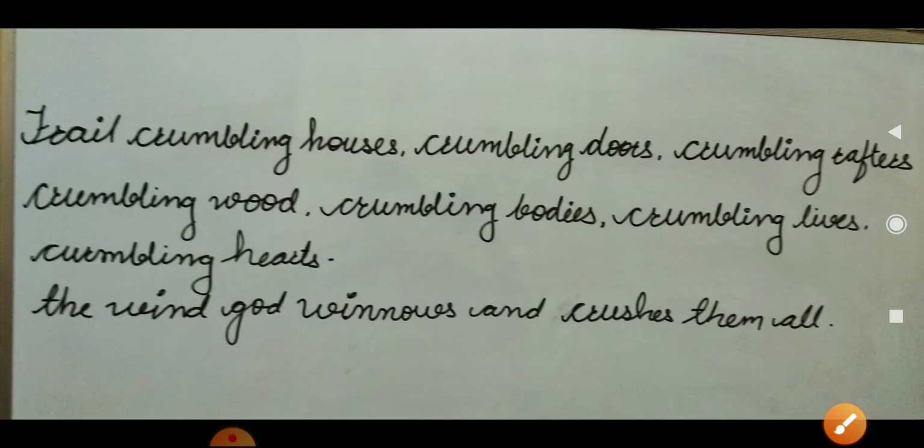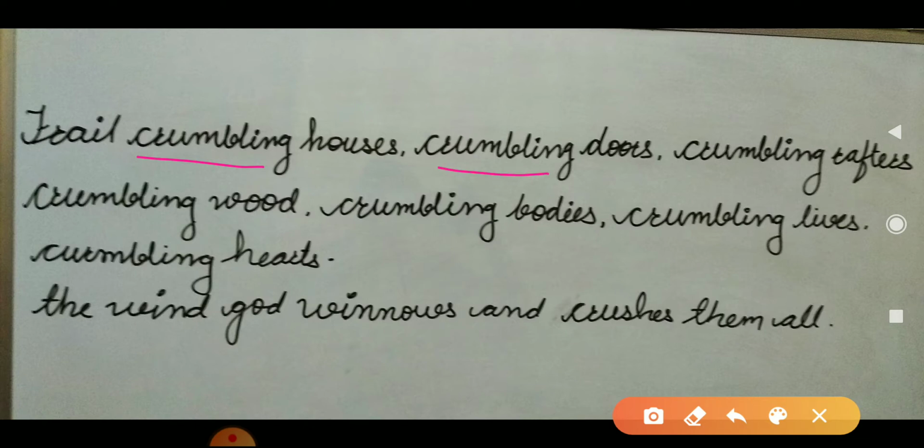Next figure of speech is repetition. Repetition means a figure of speech in which a word is repeated. You can see here the word crumbling is repeated about 7 times in these 4 lines. It lays emphasis. The poet wants to say that the wind crushes everything that comes in its way. That is why he keeps repeating the word crumbling. So these lines are following the figure of speech, that is repetition.